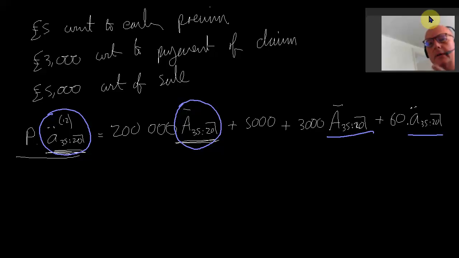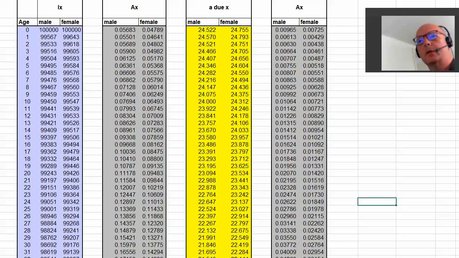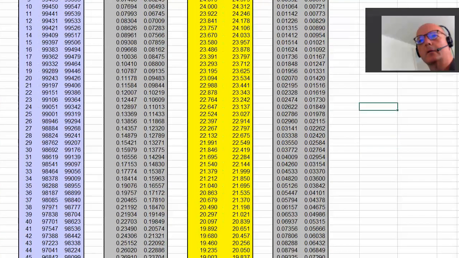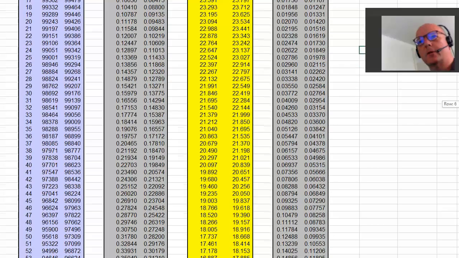Right, let's look at this calculation from a numerical perspective, because what we want to look at now is the prospective reserve, the retrospective reserve, asset share, and things like that. Okay, so I'm going to do this calculation with actual numbers. So to that end, I have a spreadsheet here, and we need that spreadsheet to go from 35.